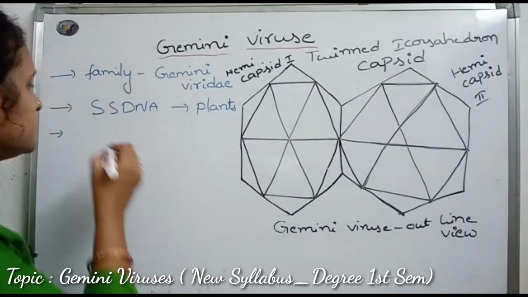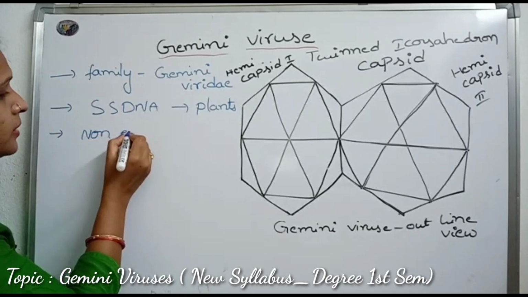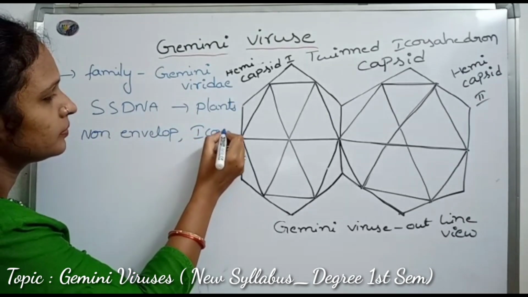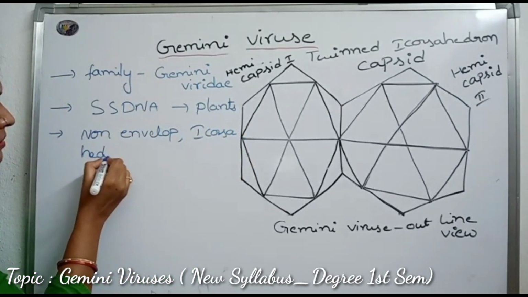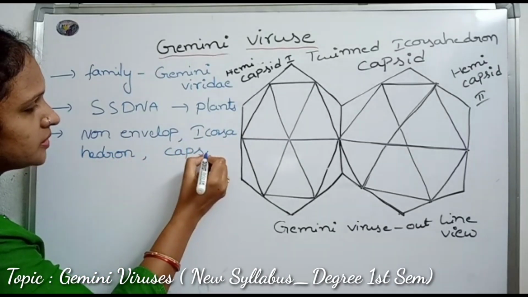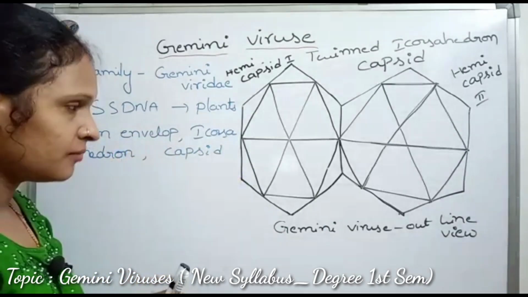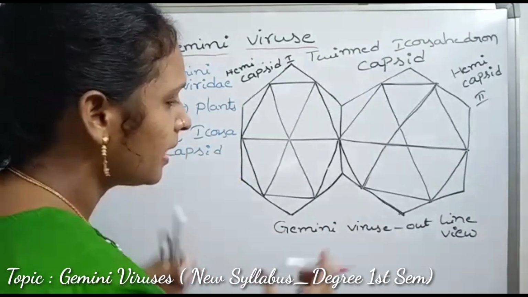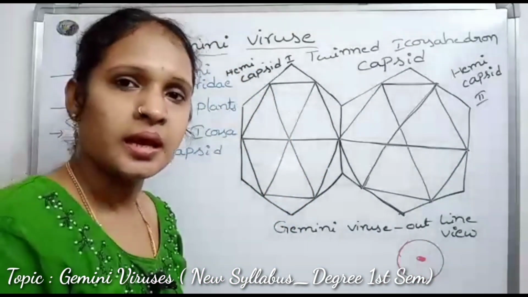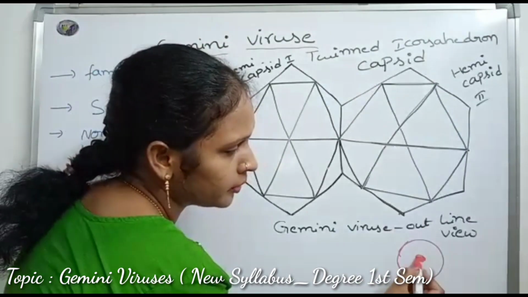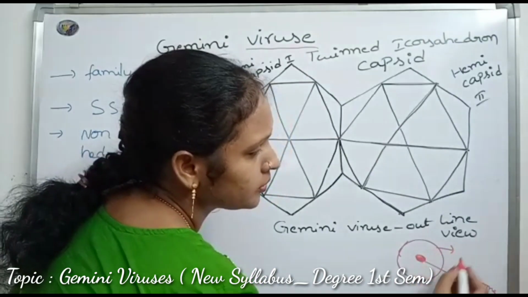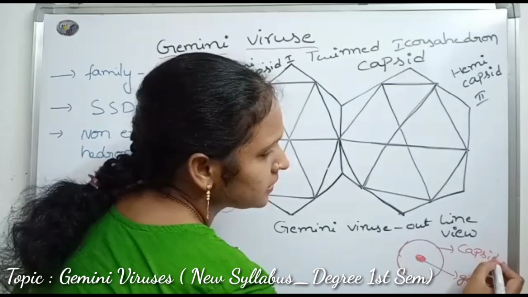These Gemini viruses are non-enveloped, with an icosahedron shape. Icosahedron virions consist of a capsid. Non-enveloped means that viruses have only two components, with no cellular organization. One is the genome and the other is the surrounding protein coat, the capsid. These are the two components.